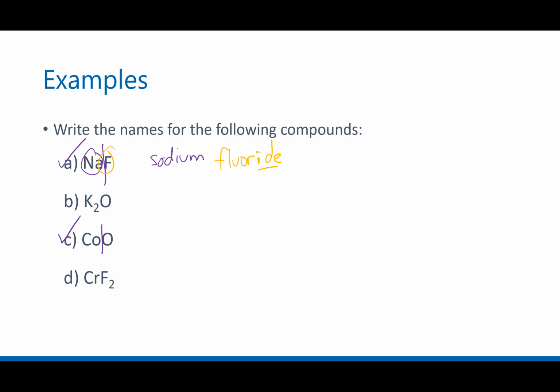All right, next one. Next one's a good one. I like the next one. It looks like an interesting compound, CoO. It's C uppercase, lowercase o, uppercase O. So this means I have cobalt. Co is cobalt.